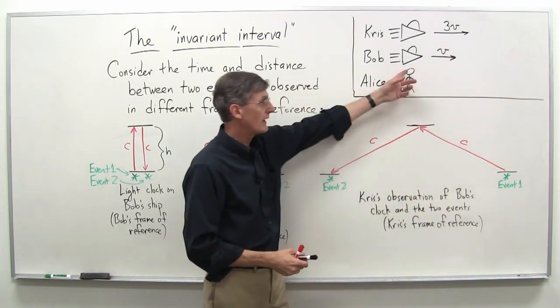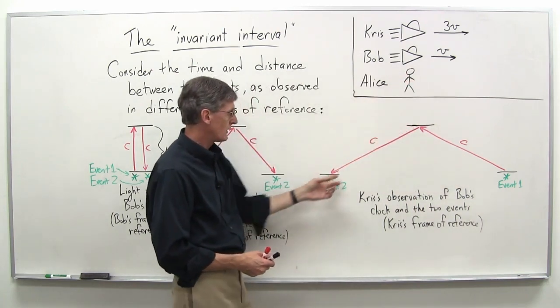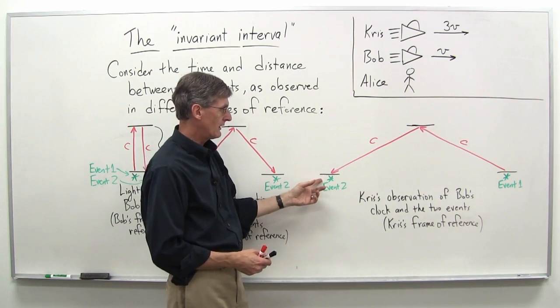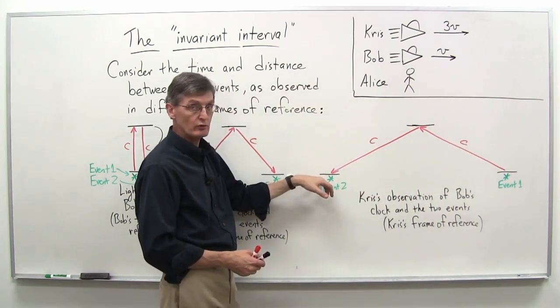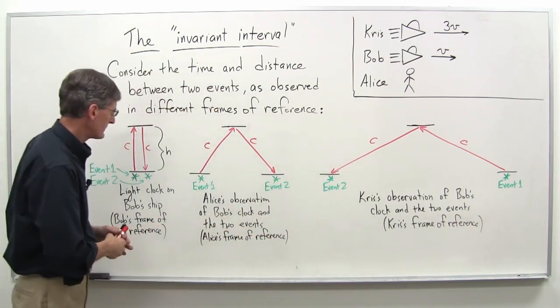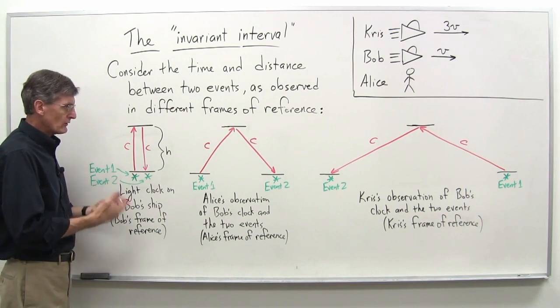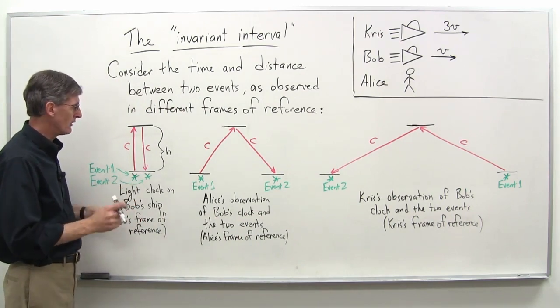Watching Bob's light pulse, looking behind her, she'll see it go up, hit the top mirror, come back down again, and then again she's way down here now looking back at where event 2 occurs behind her. So that's what she will see. Let's put a couple other things in here because we want to do a little analysis of what's going on.